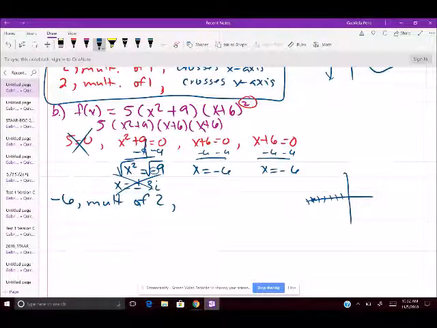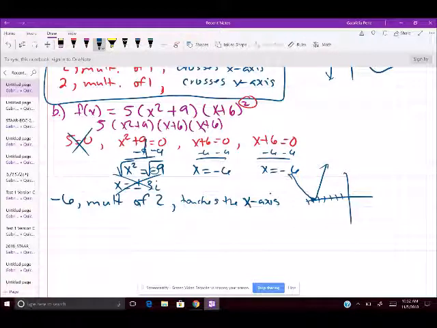So those of you who have graphed it, what happens to it? Is it going through it or is it touching and turning around? It touches here and it turns around. And you can hardly see where it touches, but it does touch and it turns around. So touches the x-axis and turns around. Now, your multiplicity here is what kind of number?